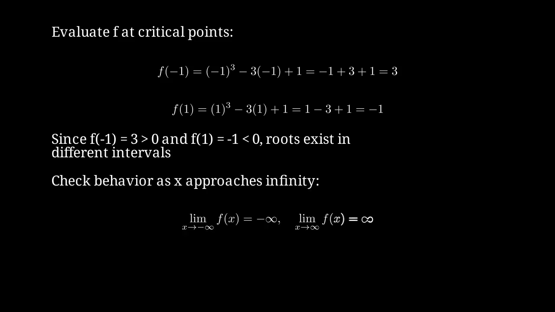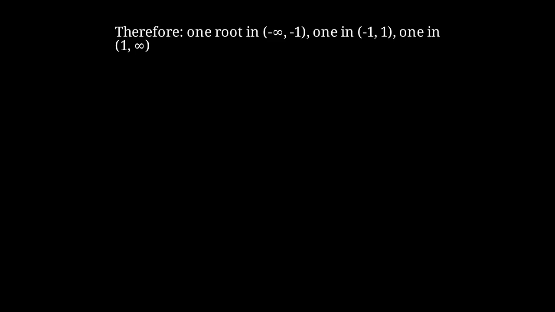As x approaches negative infinity, f(x) approaches negative infinity. As x approaches positive infinity, f(x) approaches positive infinity. Therefore, there must be exactly one root in each interval: one before −1, one between −1 and 1, and one after 1. This proves that the equation has exactly 3 real roots.